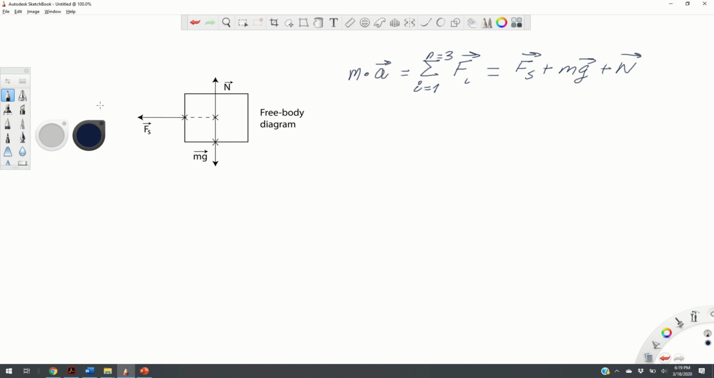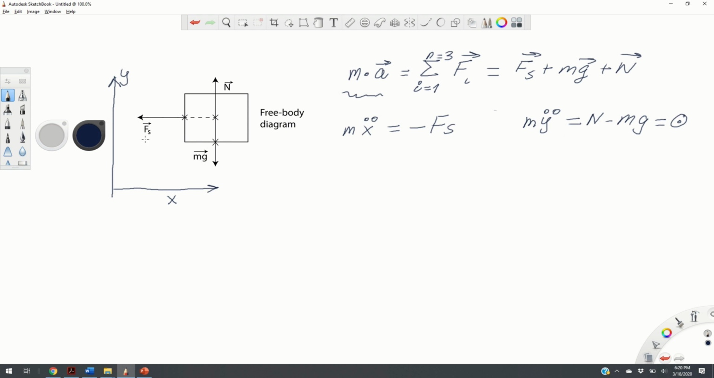The next step is to introduce a coordinate system. So we're going to measure the displacement of the object from its equilibrium point, and this will be the x-axis. So let us project this equation onto the x-axis. So we can write m x double dot, the second derivative of the position, equals minus Fs and nothing more. On the y-axis, we have m y double dot is equal to n minus mg, and this is equal to 0, since the object is constrained on the plane, doesn't move in the y direction. So we don't need this equation. We only need this equation.